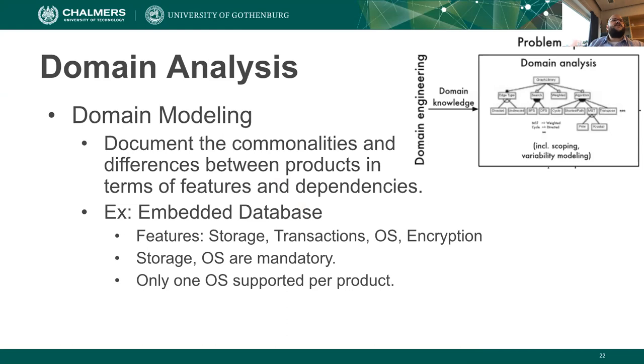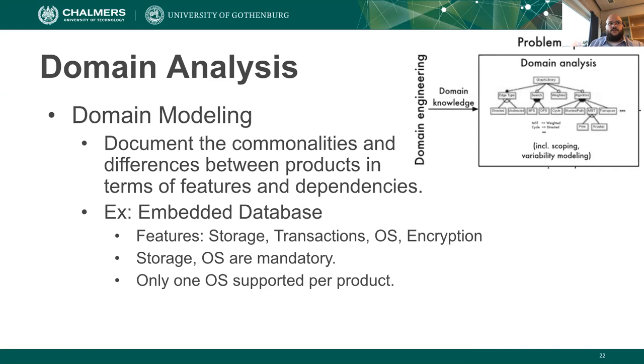So domain modeling then captures and documents the commonalities and the variabilities of your scoped domain. As a first step, we might give examples for possible products, as well as counterexamples documenting which products are and are not in the scope of our product line. Then the commonalities and differences between the desired products are going to be identified and documented in terms of their features and their mutual dependencies. And this is the feature modeling that we're going to talk about next class.